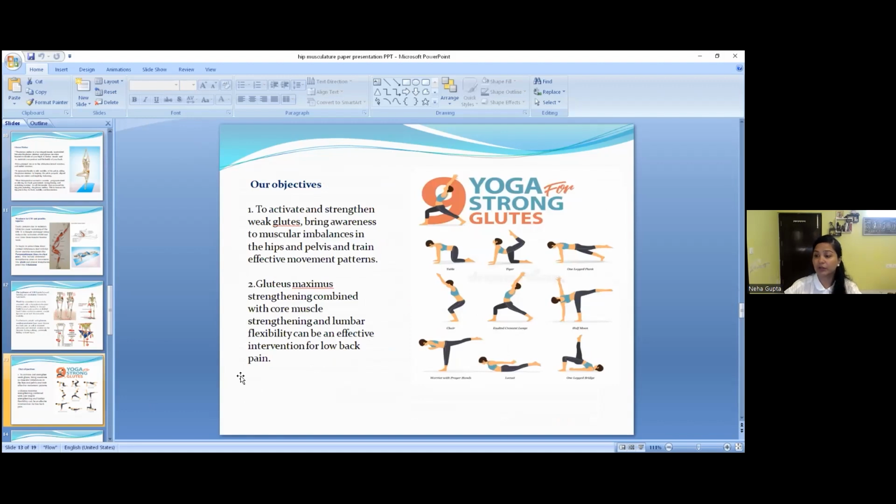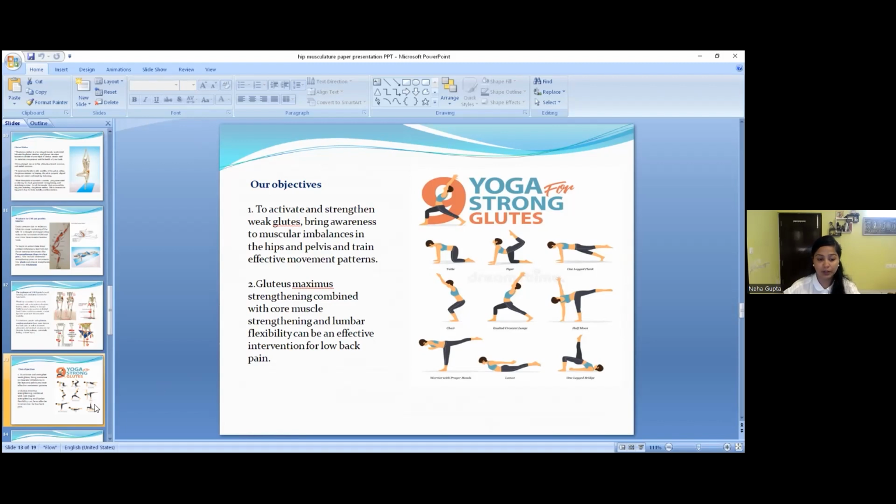So here, when we did some of the research, we kept the objective as to activate and strengthen weak glutes. It brings awareness to muscular imbalances in the hips and pelvis and trains effective movement patterns. Gluteus maximus strengthening combined with core muscle strengthening and lumbar flexibility can be an effective way to prevent lower back pain. Here I have also portrayed some of the pictures which can commonly be done, like the table pose, the tiger pose, again the warrior pose.